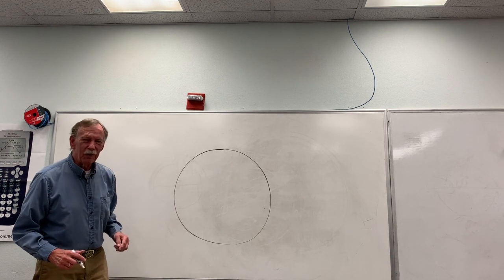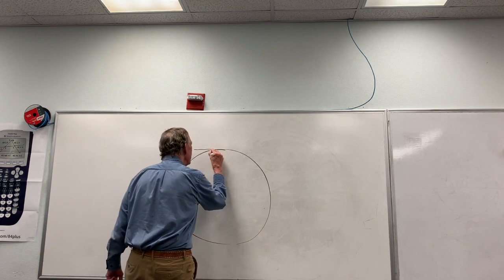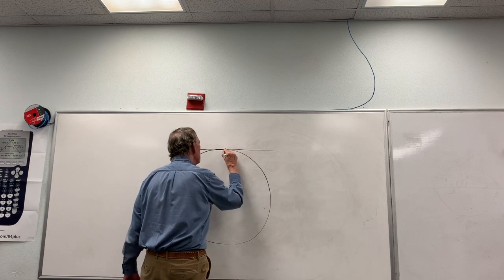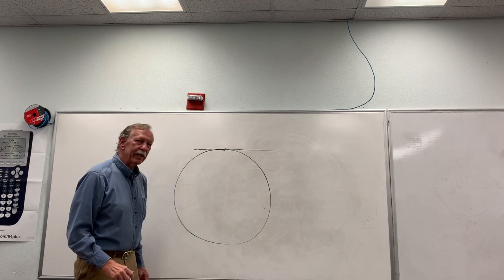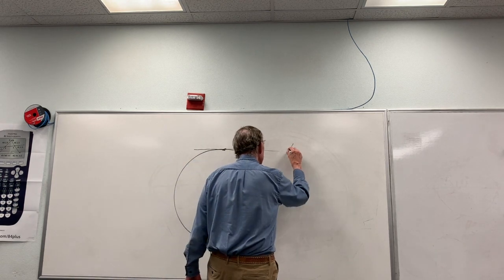Beginning with this circle, we're going to draw a line that touches the circle in exactly one point. That line has a name. It's called a tangent.